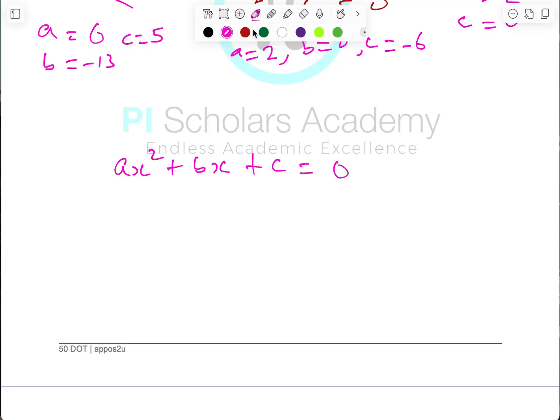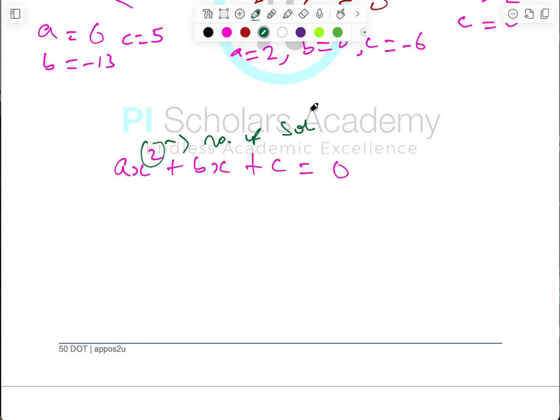equals 0, look at the highest power that you have here. The highest power you have here is the power of 2. Then that also gives you a clue about the number of possible solutions that you have. So for a quadratic equation, you should be expecting two solutions.